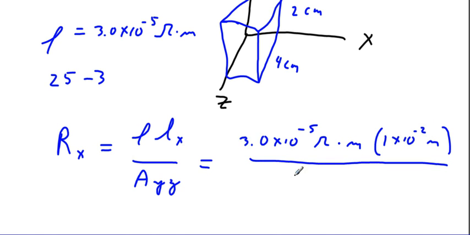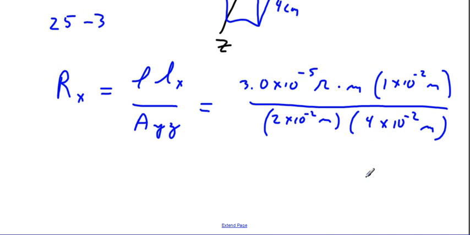and the area would be 2 times 10 to the minus 2 meters times 4 times 10 to the minus 2 meters. Changing my centimeters to meters. Okay, so that being the case, we will throw it in our calculator and say in the x direction, we're going to have 3.8 times 10 to the minus 4 ohms.